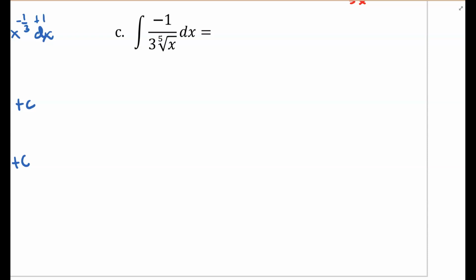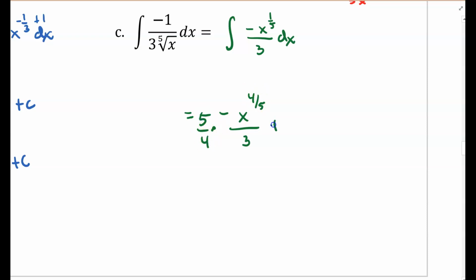All right, here is the solution. This you can rewrite as the negative x to the power of 1/5 over 3 dx. And we're going to go ahead and integrate. And I'm going to add 1. So we have negative x to the power of 4/5 divided by 3. And I'm going to divide by my new power, which is 4/5, multiplying by 5/4, plus a constant.